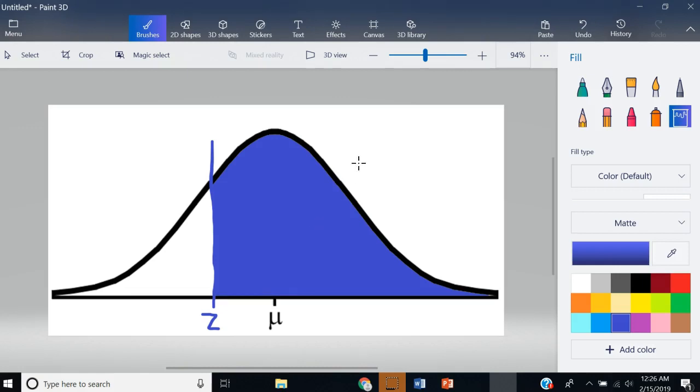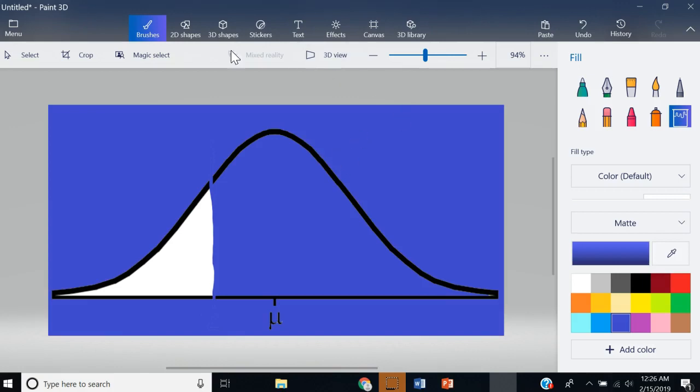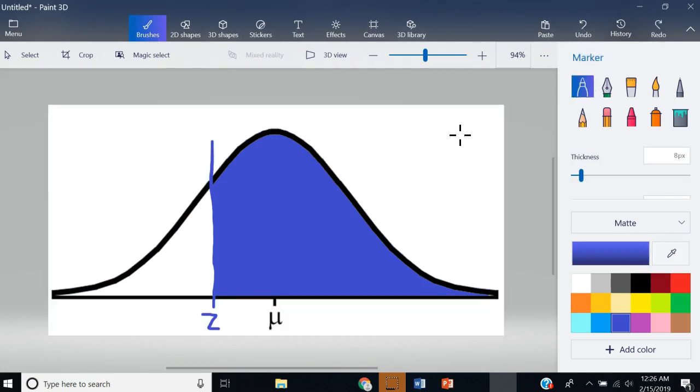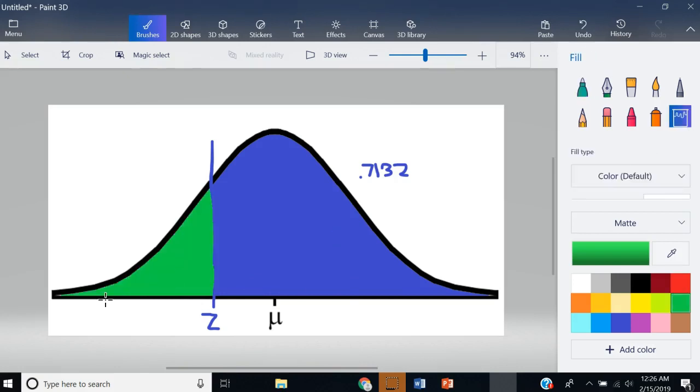0.7132. So this blue area is 0.7132. Remember, that's not what I want to plug in. Which area do I want to plug in? Well, I want to plug in the area from negative infinity up to z. Again, I'll shade that in green.